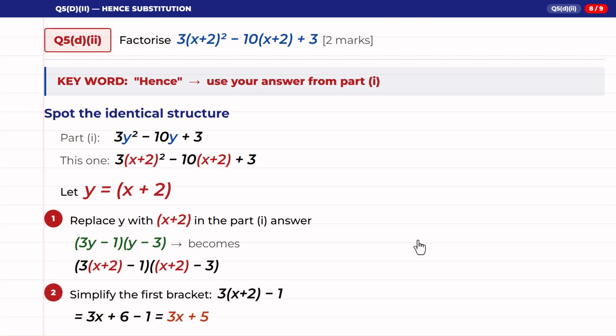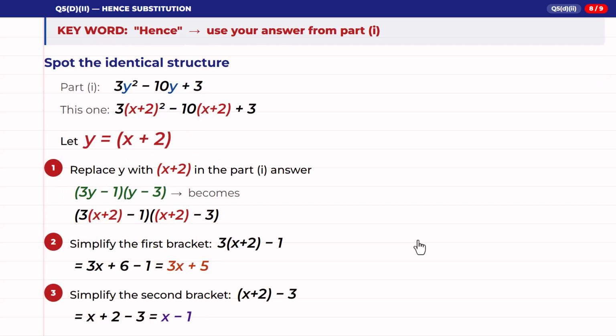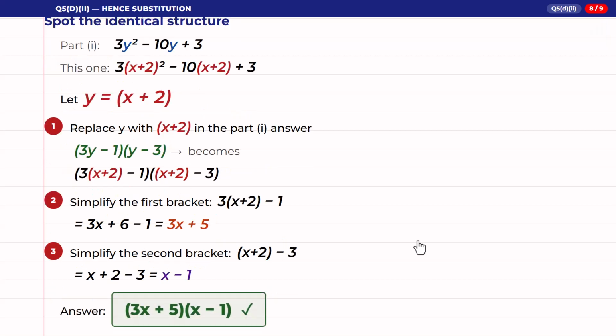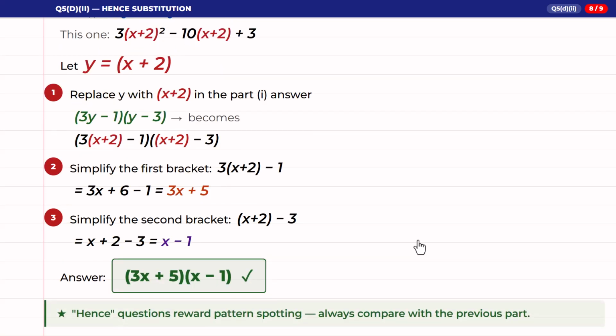Simplify the first bracket, 3 times x plus 2, minus 1. Expanding, 3x plus 6, minus 1, equals 3x plus 5. Simplify the second bracket x plus 2, minus 3. That is simply x minus 1. Combining both simplified brackets, the final answer is 3x plus 5, multiplied by x minus 1. The word hence is always a reward. The examiner is pointing you directly at the method. Students who spot the pattern and substitute save minutes and score full marks.